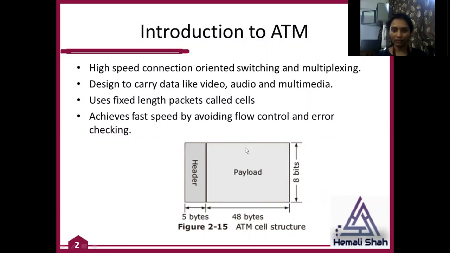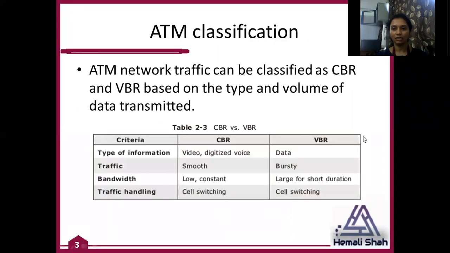The payload carries the data information. The header is added by ATM. It stores the information regarding the data, including the information regarding data transmission and data exchange. It is basically used to achieve fast speed by avoiding flow control and error checking mechanisms. That's why it generally gives fast transmission.